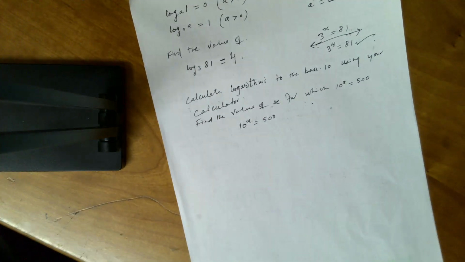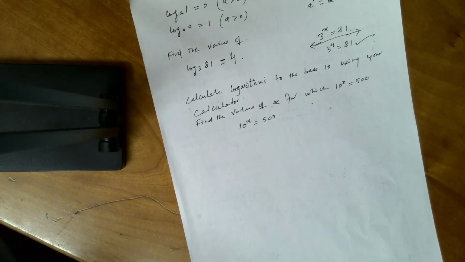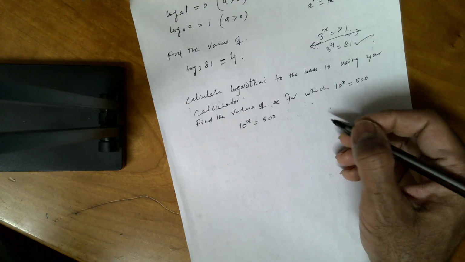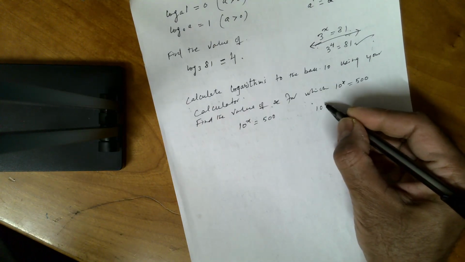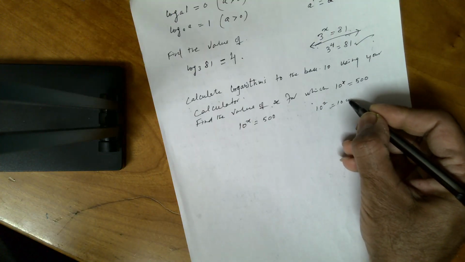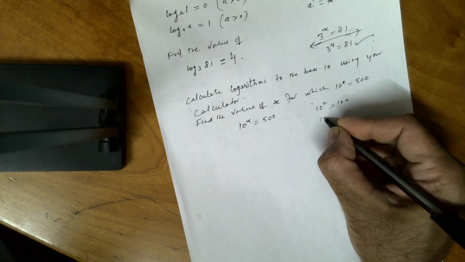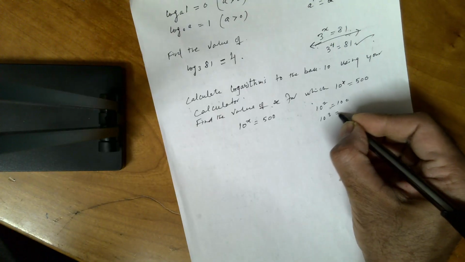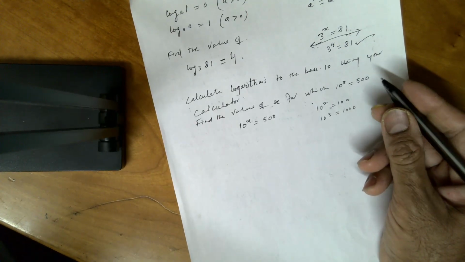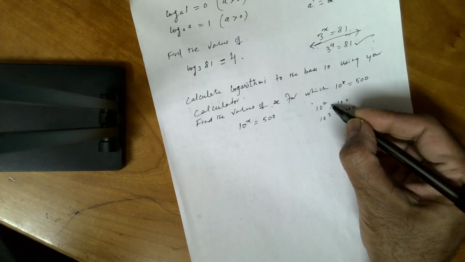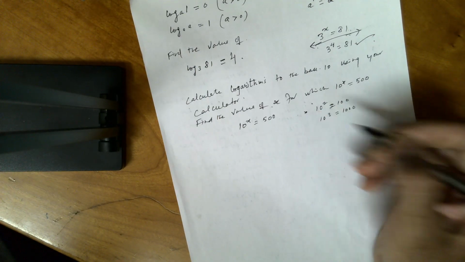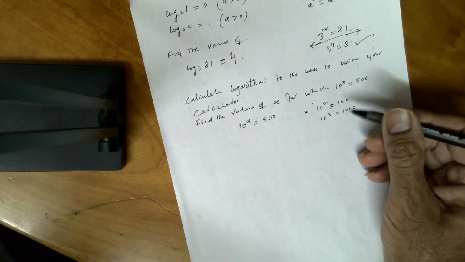Okay, so now before we use your calculator, let's talk about a few things. We know this is just a manual bit, but however we will use the calculator. You know 10 to the power 2 is equal to 100, and 10 to the power 3 is equal to 1000. So you see we need to find 500. This is just explanation first before we use the calculator.